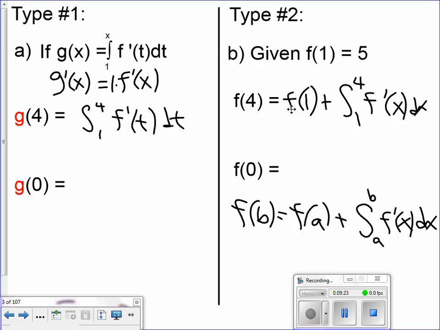They have to give you a point. Whatever number they give you will become your lower limit. And then you're going to have to switch them if you want to get that from the area above minus area below.